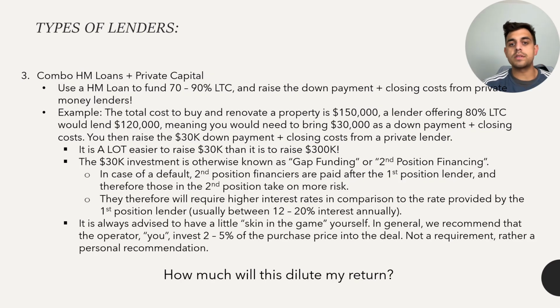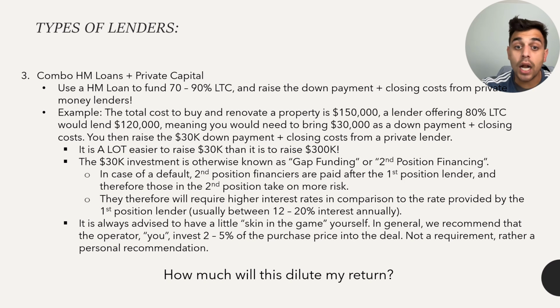Then you go to this syndicated combo, which New Era regularly practices. Basically, what this combo is, you take the first position lender, hard money. They're going to give you 70 to 90% loan to cost. You're going to get the first position from them. Then you're going to raise the second position. You're going to raise the gap. You're going to raise what you're required to come down with from private money.